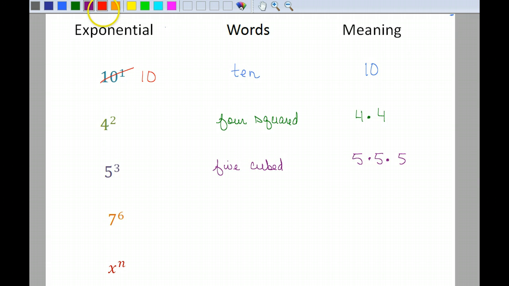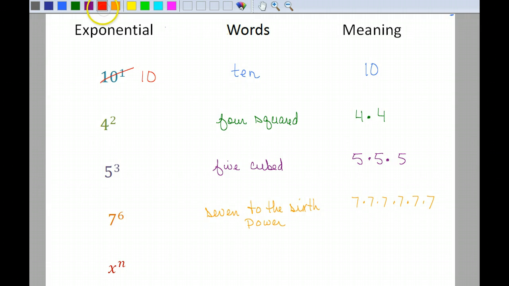Now the next one I have is 7 to the 6th power. So I would just write that out. And 7 to the 6th power simply means that I have 7 times 7 times 7 times 7 times 7 times 7. So I much prefer the shorthand. And I only have an exponent of 6. I'm not even up to a large exponent yet.